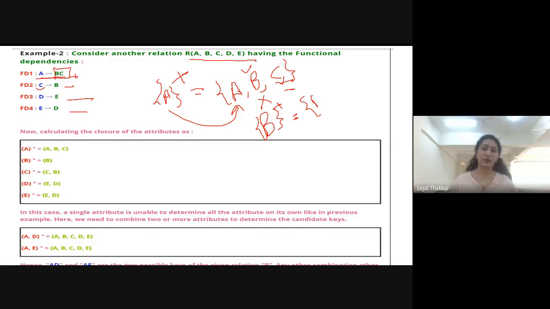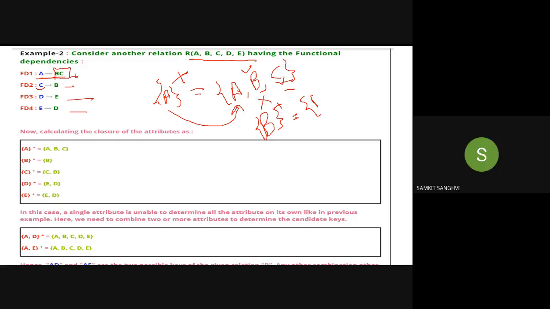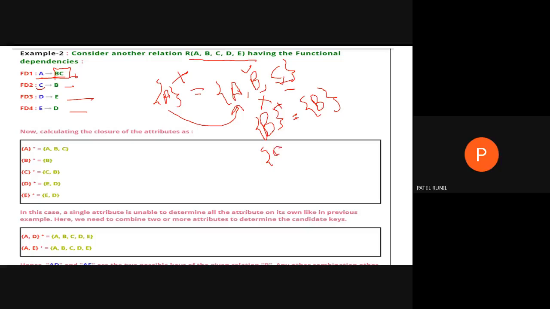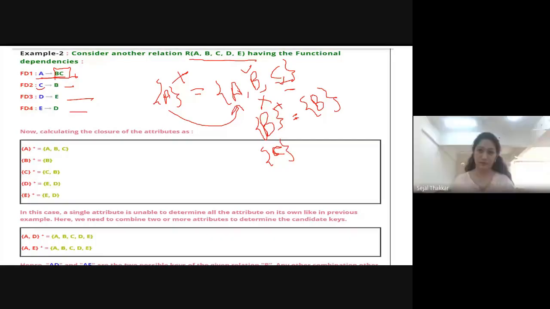What are we getting from the closure of B? B itself. Yes, B itself will come because there is no dependency from B, right? So B itself will come. Now what is the closure of C? B and C. C itself will come, and from C there is a dependency to B. B determines nothing, so only C and B will come.